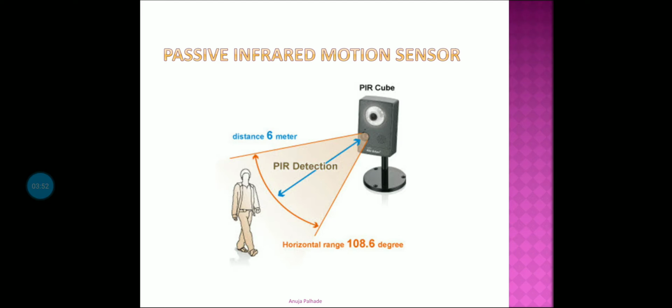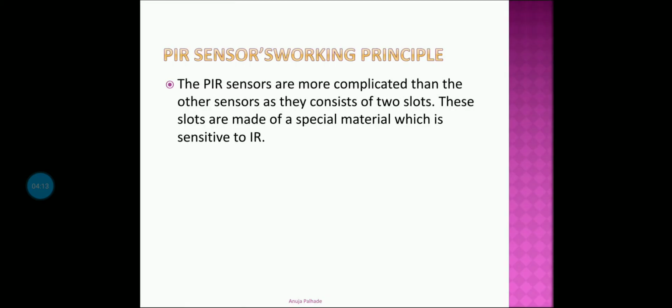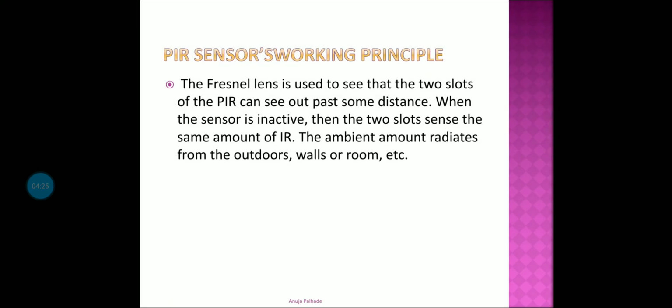PIR is a short form for passive infrared. The term passive indicates that the sensor does not actively take part in the process, which means it does not emit infrared signals. Then what exactly is it doing? It detects the infrared radiation coming from the human body or the surrounding area. PIR sensors are more complicated than other sensors as they consist of two slots. These slots are made of a special material which is sensitive to infrared.